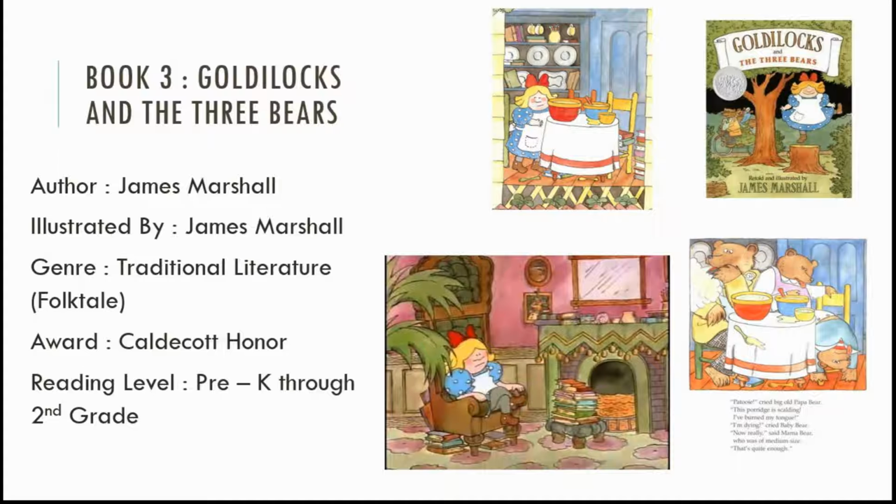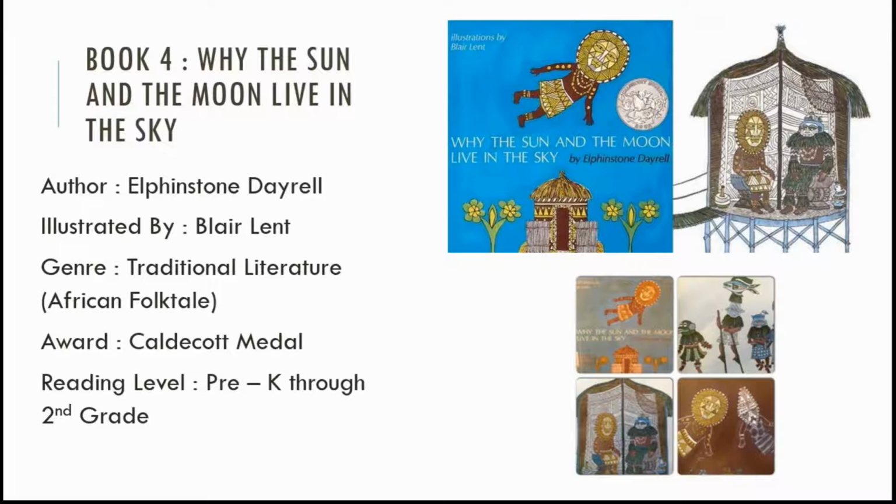So the third book is Goldilocks and the Three Bears, and this is obviously about a little naughty girl named Goldilocks who went through the woods when she was not supposed to, and she invaded the bears' house, their porridge and their chairs and beds, and then once the bears found her, she ran out as fast as she could, and the bears never saw her again. So that was a funny book.